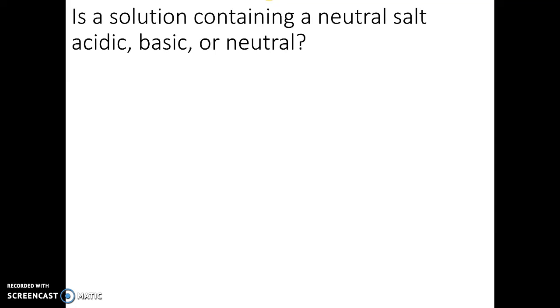I have written a step-by-step guide to help you determine whether a solution containing a neutral salt will be acidic, basic, or neutral. This guide is available on Blackboard. Let's go through it quickly and then do some examples.